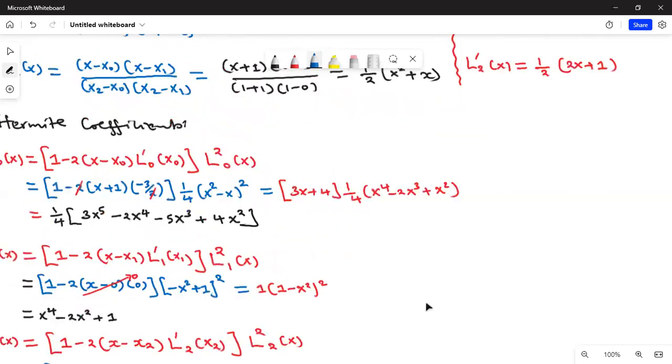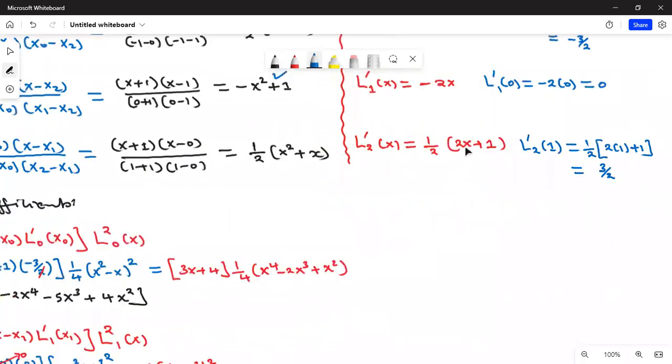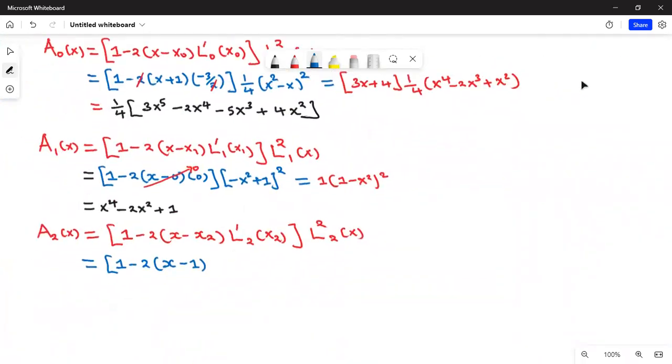Let's go back to where we have the derivatives. Now I need L2 prime of x2. What is our x2? Was 1. So when x is 1, we are going to get 1 over 2 into 2 times 1 plus 1. And so that should be able to give us 3 over 2. So that's what I'll substitute in place of L2 prime of x2. So I'll substitute it here. We have found 3 over 2.